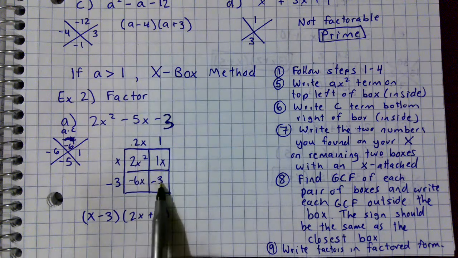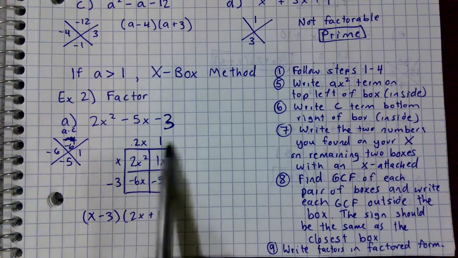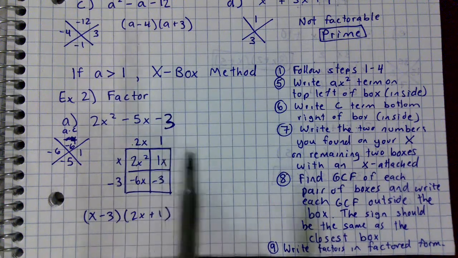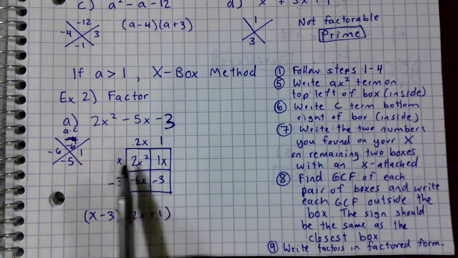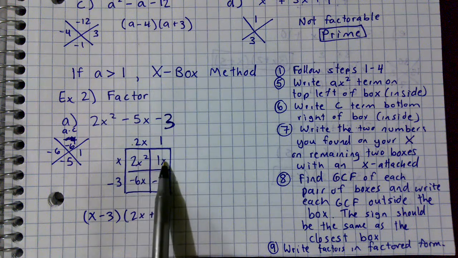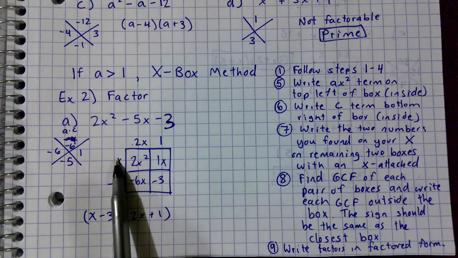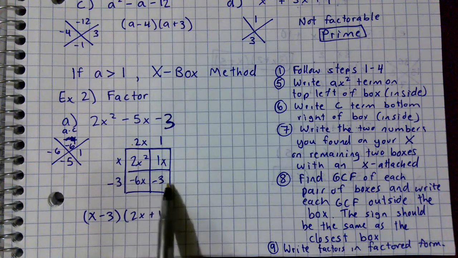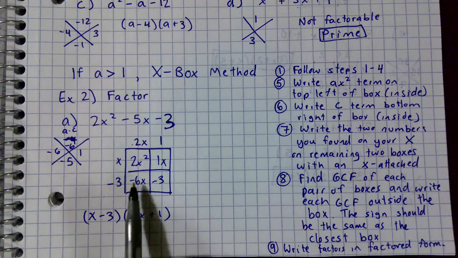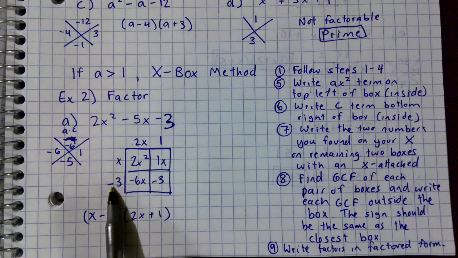So after you have the 4 boxes filled out, then your job is to get the outside. The outside are going to be your factors. So how do we get these numbers outside? Well, for example, this one right here, we're going to find the greatest common factor in these two boxes. The greatest common factor between 2x squared and 1x, well, they just have an x in common. So we take it out and it's right here. Same thing for this bottom number, negative 6x and negative 3. They have a 3 in common, and the sign is always going to be the closest sign that it has. So since this 6 is negative, we're going to take out a negative 3.